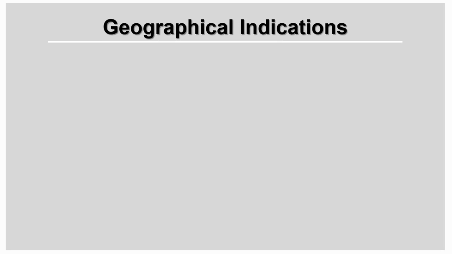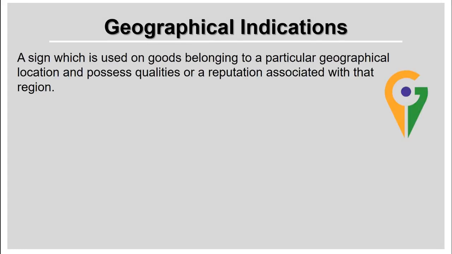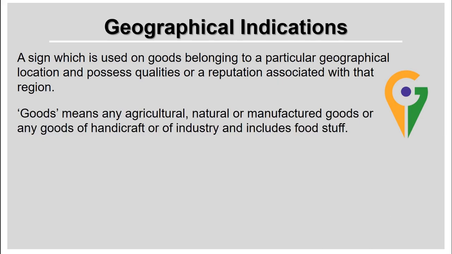Next, geographical indications. Geographical indications or GI tag is used on goods belonging to a particular geographical location, and the goods possess some unique qualities and reputation associated with that region. Goods means it can be agricultural, natural, manufactured, handicrafts, or any foodstuffs. The term of GI tag is 10 years and it can be renewed after that.